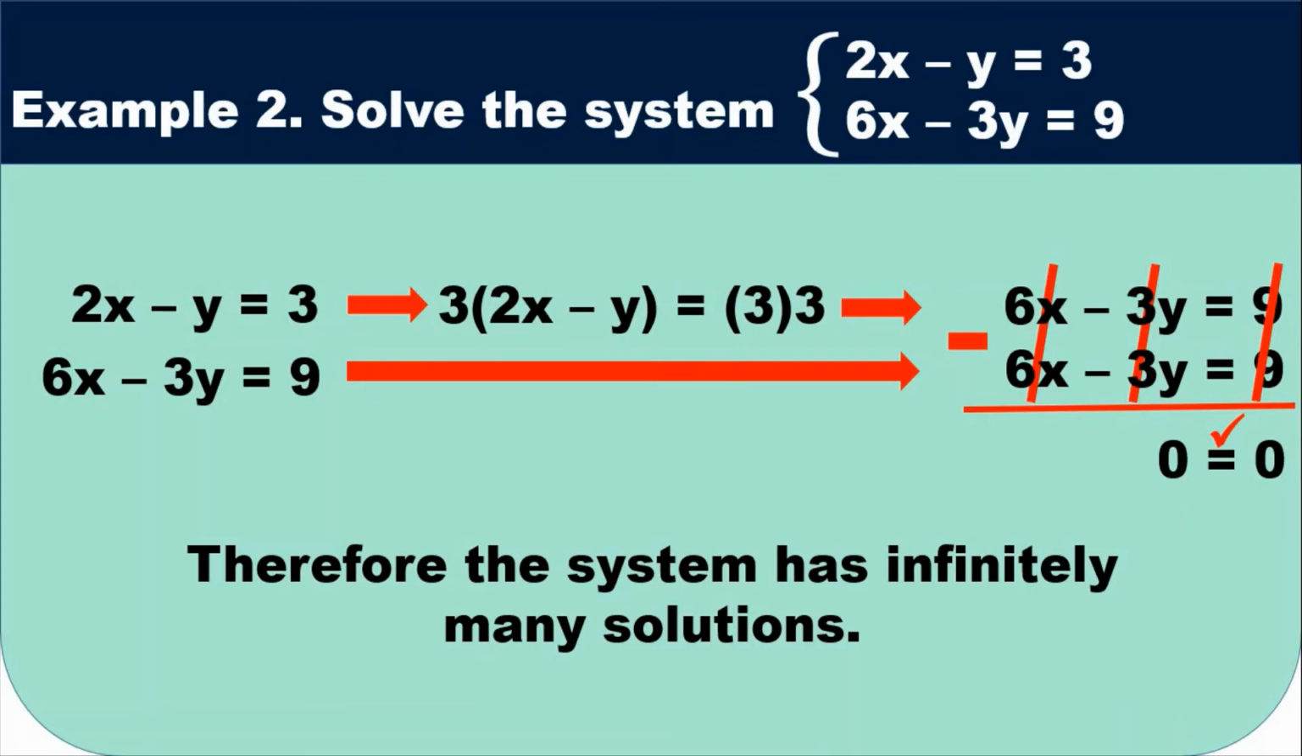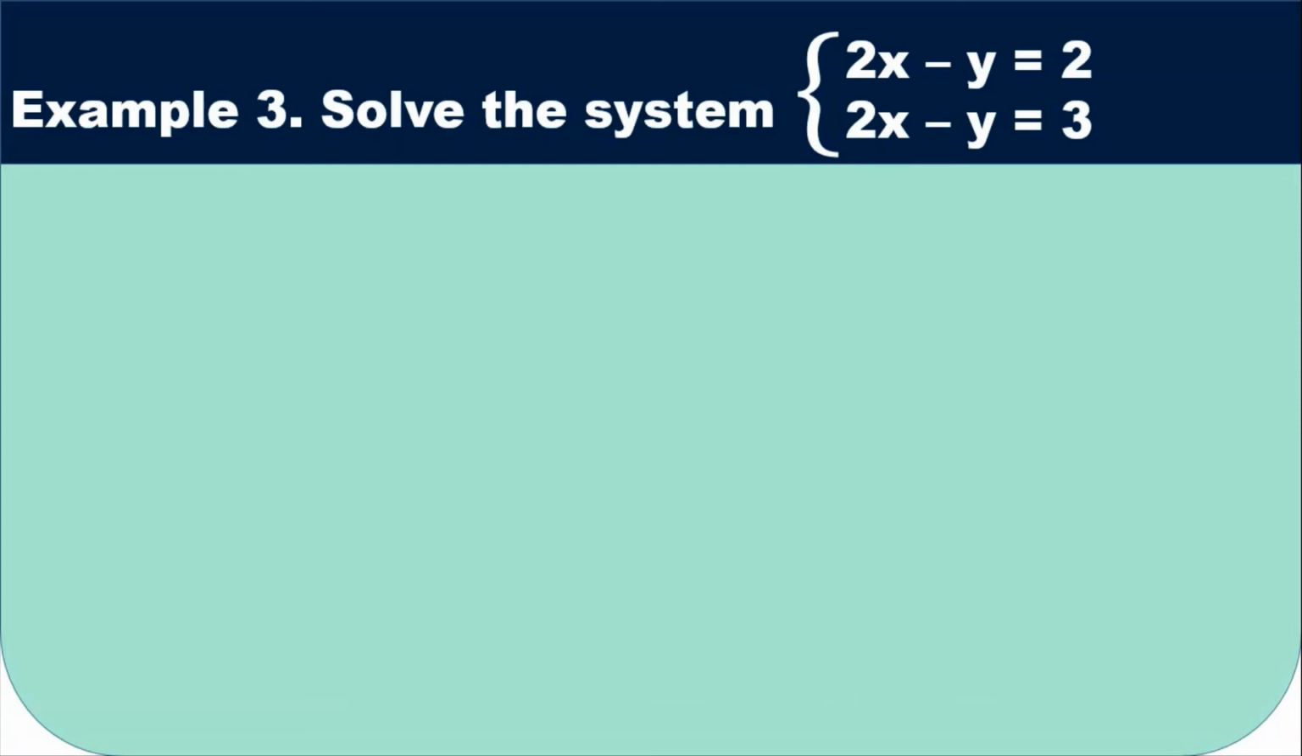So if we end up at 0 equals 0 after attempting to eliminate one of the variables, then we can say that the system has infinitely many solutions. Let's have the third example.